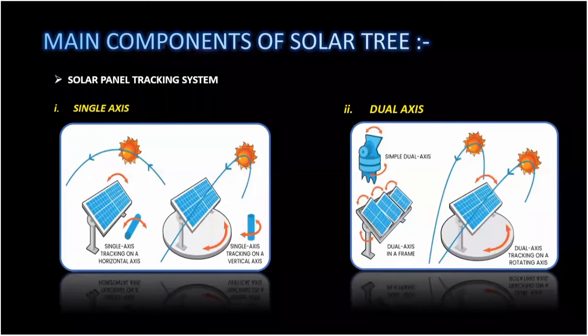So this is the continuation of the main components of the solar tree. Here in this slide given is the solar tracking system. A solar tracker is a device that orients a payload towards the sun. Payloads are usually solar panels. For flat panel photovoltaic systems, trackers are used to minimize the angle of incidence between the incoming sunlight and the photovoltaic panel. This increases the amount of energy produced from a fixed amount of installed power generating capacity.